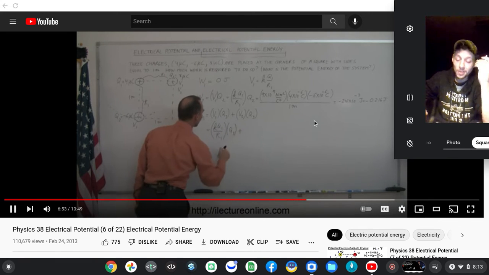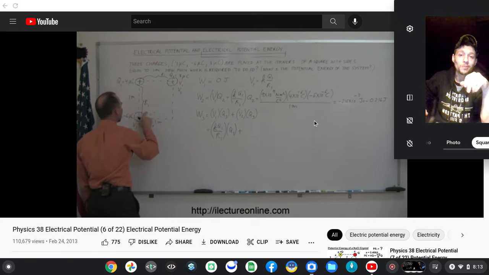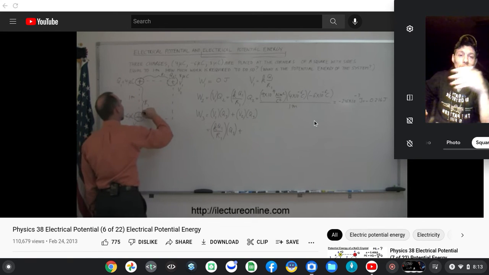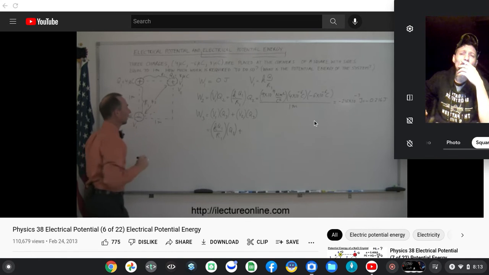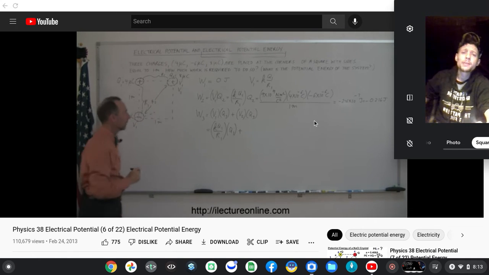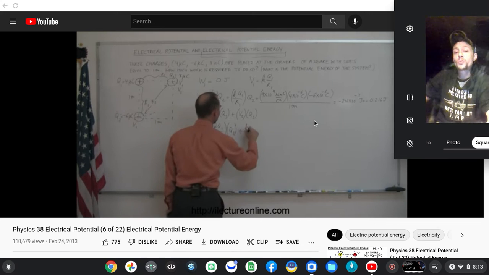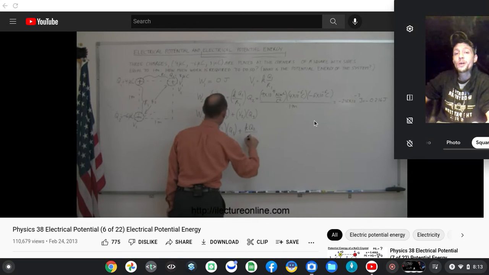And we add that to the potential from the second charge. Notice that instead of distance R1 here, you might need R2, which is the diagonal of the square. And so here we get K times Q2 divided by R2, and multiply that times Q3.